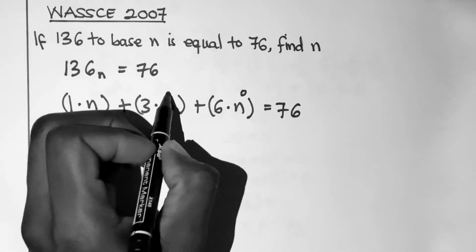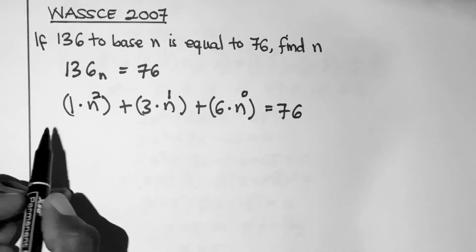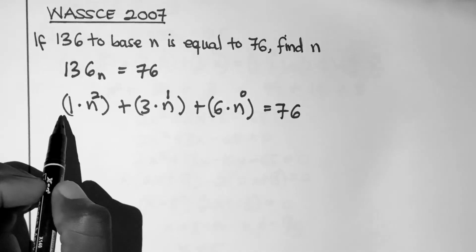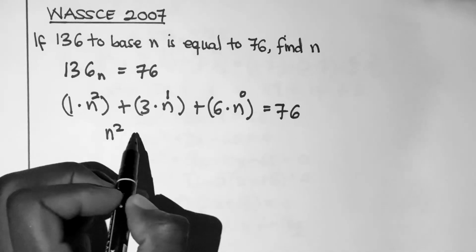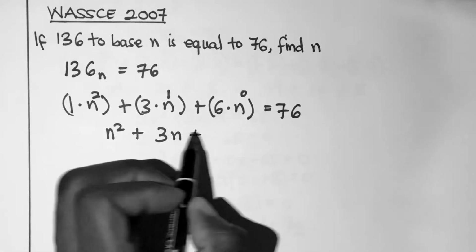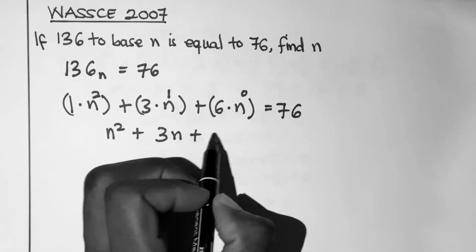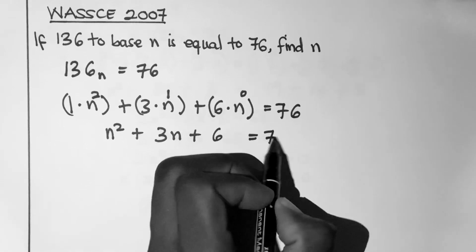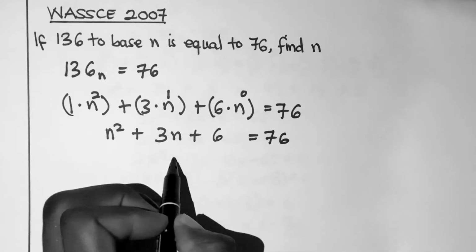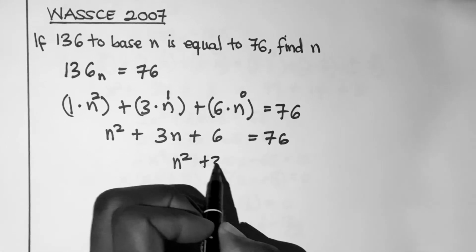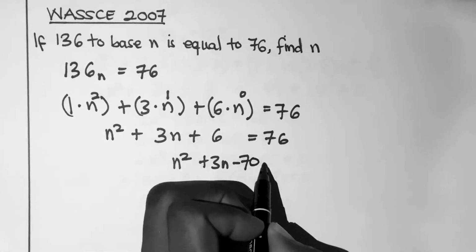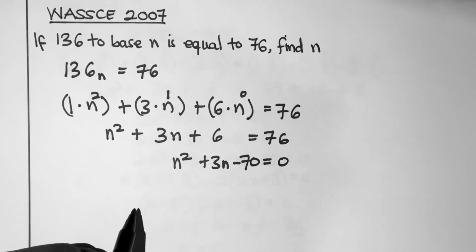So here 0, 1, and then 2. So now, n exponent 2 is n squared times 1, we still have n squared. Then plus 3 times n exponent 1 is 3n. Then plus n exponent 0 is 1 times 6 is 6. This is equal to 76. So if we bring 76 to the left-hand side, it becomes n squared, then plus 3n, then 6 minus 76 is minus 70 equals 0.